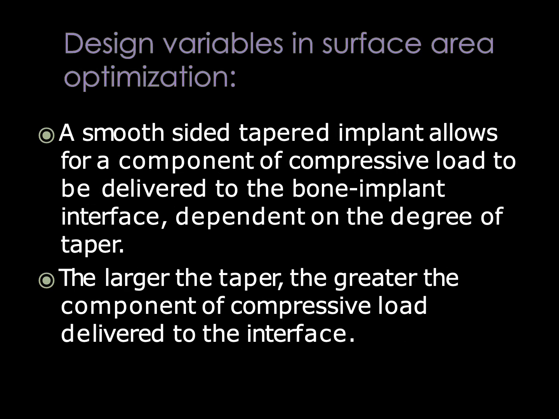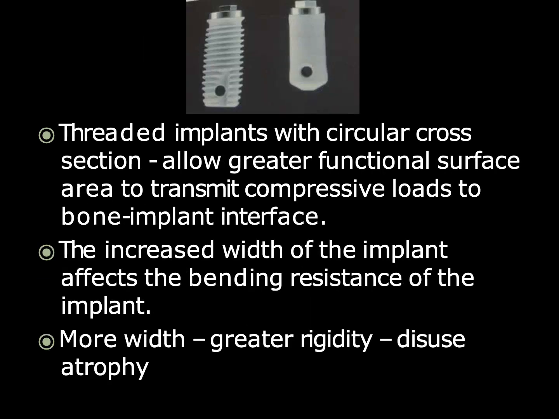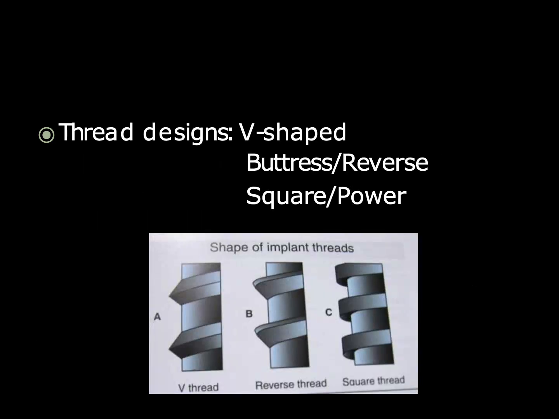A smooth-sided tapered implant allows for a component of compressive load to be delivered to the bone implant interface, dependent on the degree of taper. Threaded implants with circular cross-section allow greater functional surface area to transmit compressive load.